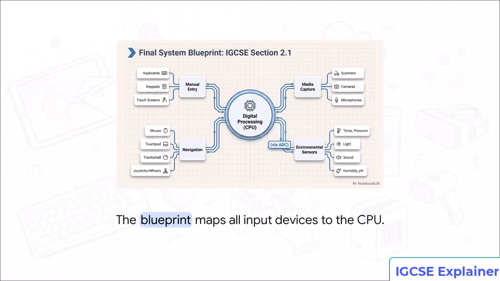This grand architecture really summarizes our entire journey today. Whether it's our active manual entry via keyboards and touchpads, media capture pulling in sight and sound, or environmental sensors feeding continuous data through the ADC, every single one of these pathways funnels directly into the center, the digital processing CPU. It's an incredible, intricate web of hardware ensuring the digital brain is constantly connected to our physical reality.